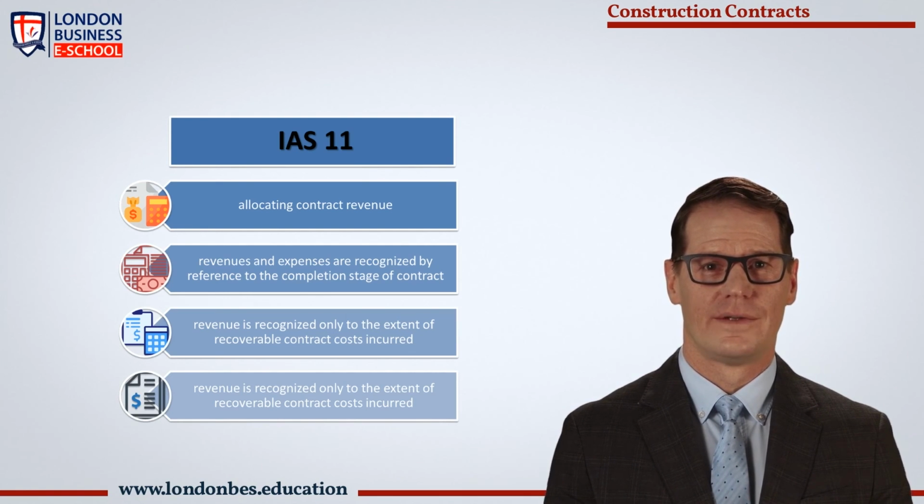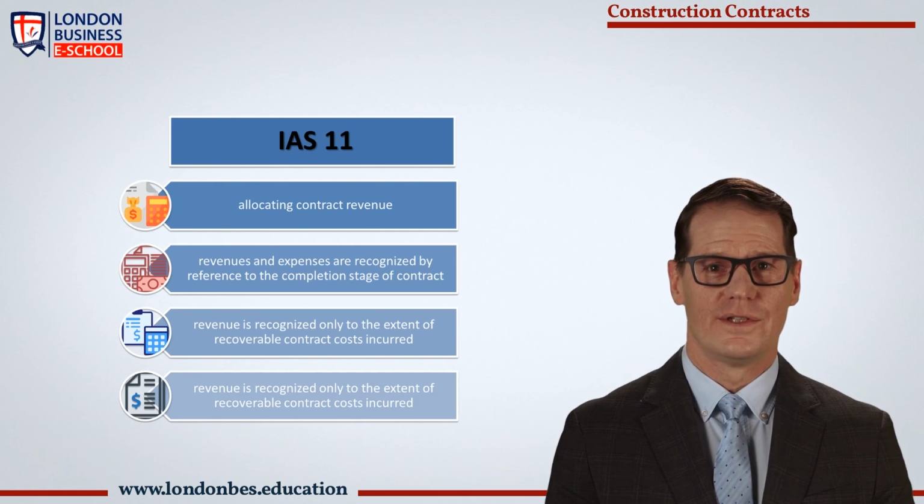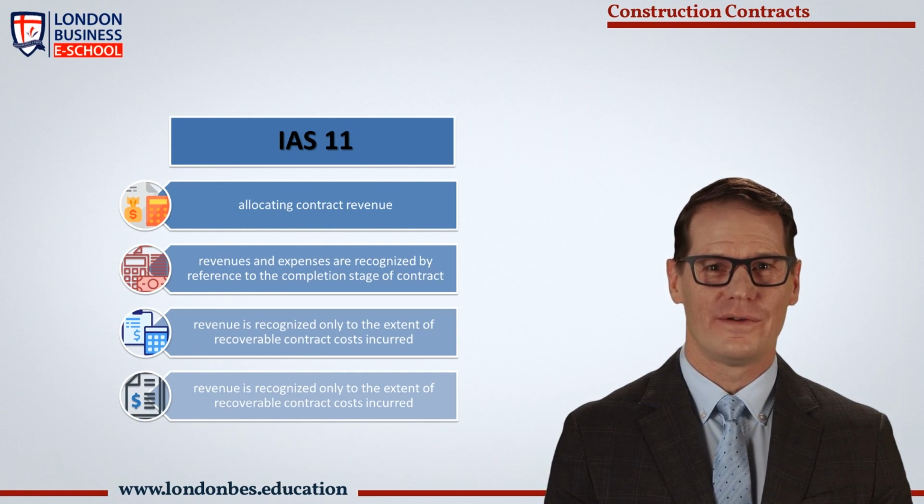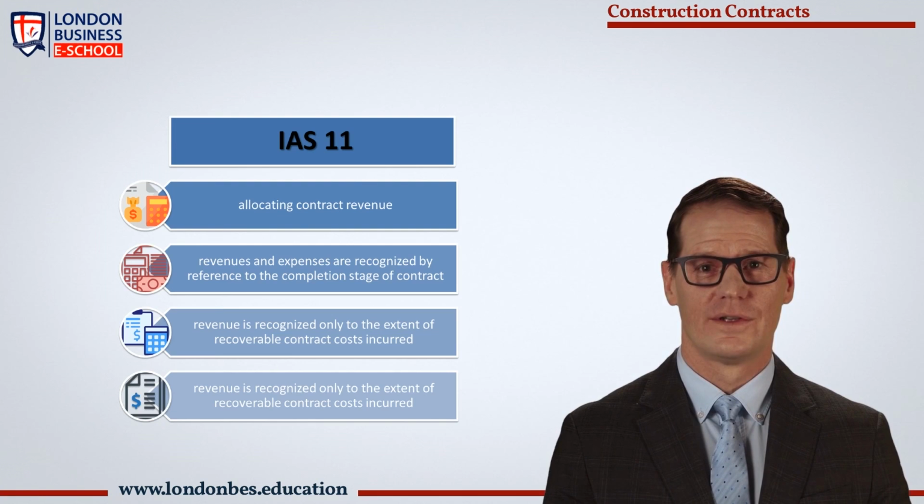Construction contracts in practice. A construction contract is a contract specifically negotiated for the construction of an asset or a combination of assets. Examples of construction contracts include those negotiated for constructing highways, buildings, oil rigs, industrial units, pipelines, airlines, and other similar assets. IAS 11 deals with accounting for construction contracts from the perspective of the contractors who undertake such projects on behalf of their clients. Self-constructed assets for an entity's own use are accounted for following IAS 16 and are not within the scope of IAS 11 construction contracts.